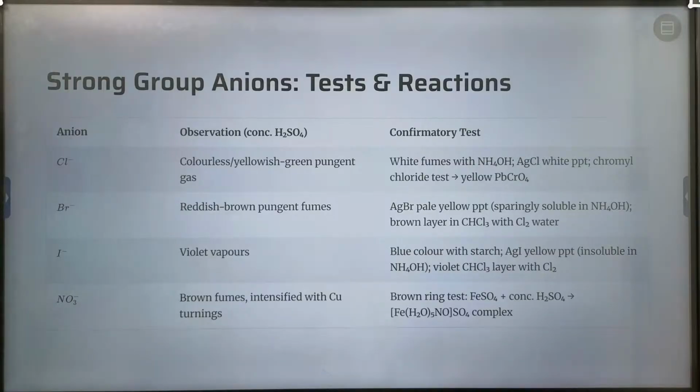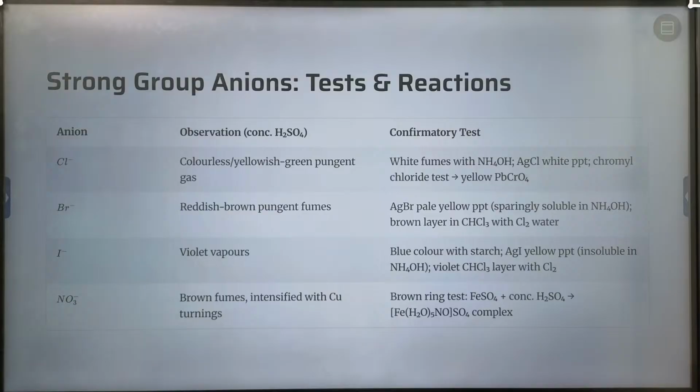And the confirmatory test for NO3 minus is again the brown ring test, as I told you. So you take the salt solution, add ferrous sulfate and concentrated sulfuric acid. So what will happen? I told you, one of the aqua ligands is replaced by the nitrosyl.